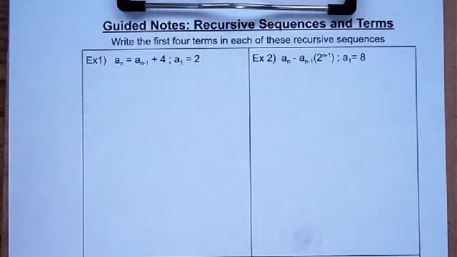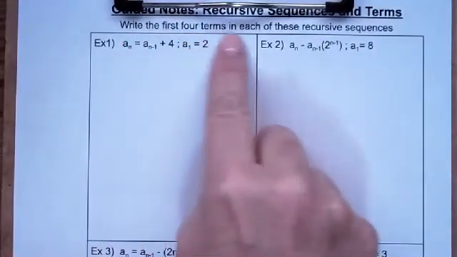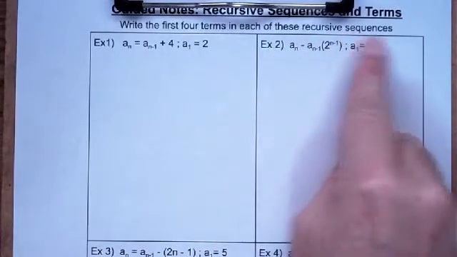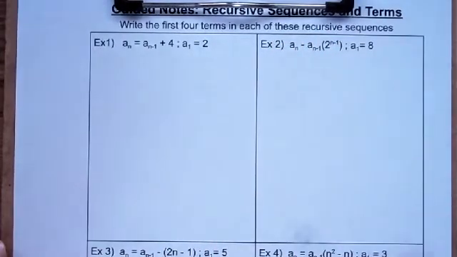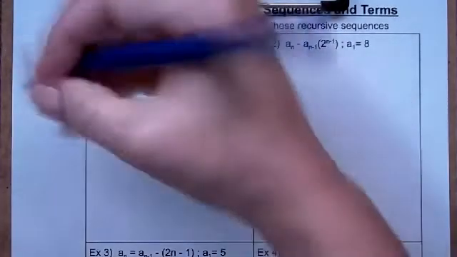Okay, now we're going to switch gears here and look at a little bit different type of problem that comes with the recursive. If you look closely at the directions right here, it says write the first 4 terms in each of these recursive sequences. Now, our first example right here is going to be an arithmetic sequence.